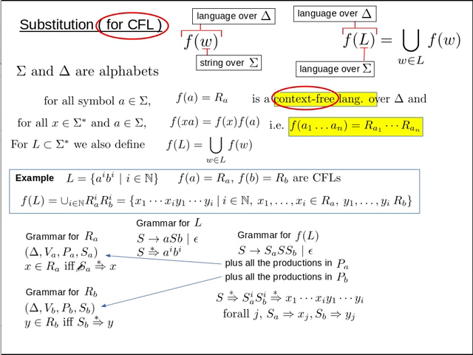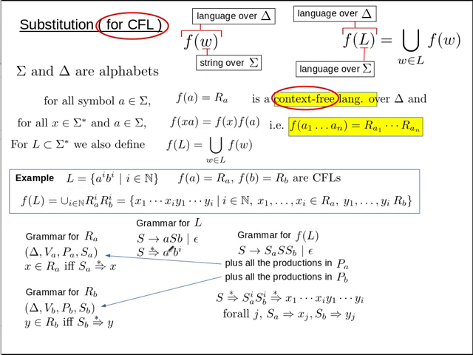And the strings here, what are these strings? These are from the language RA. So a string is in RA if and only if it can be derived from SA, the start symbol here, and it will be in RB if and only if it can be derived from SB, the start symbol here, right? And here you see that the grammar for A^i B^i is this: S goes to ASB or epsilon. So this is the grammar for this L, not FL.